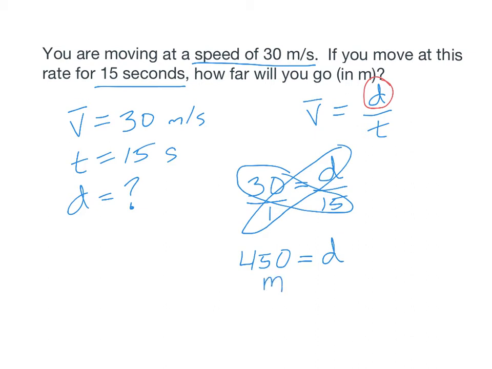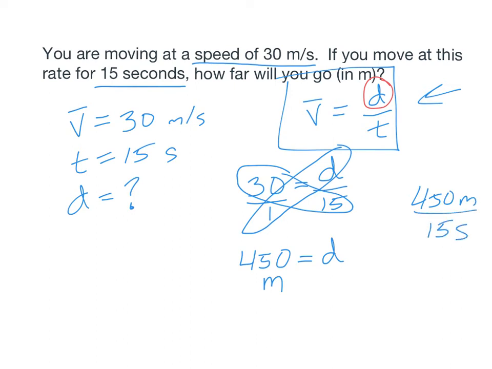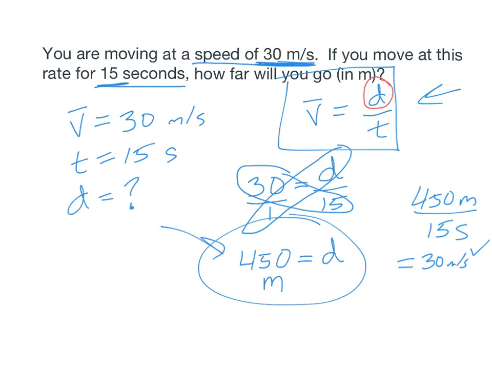Now we should check that because it's easy to make algebraic mistakes. This equation, we know 100% is an accurate equation. V equals D over T. So let's plug our answer in here, 450 meters divided by what we originally had, 15 seconds, and see if you get the velocity you started with. 450 divided by 15 is in fact 30. So it checks out, we did it correctly. If you're going 30 meters every second and you do that for 15 seconds, you will be 450 meters away. It also makes sense. But double checking your answer is the most important.